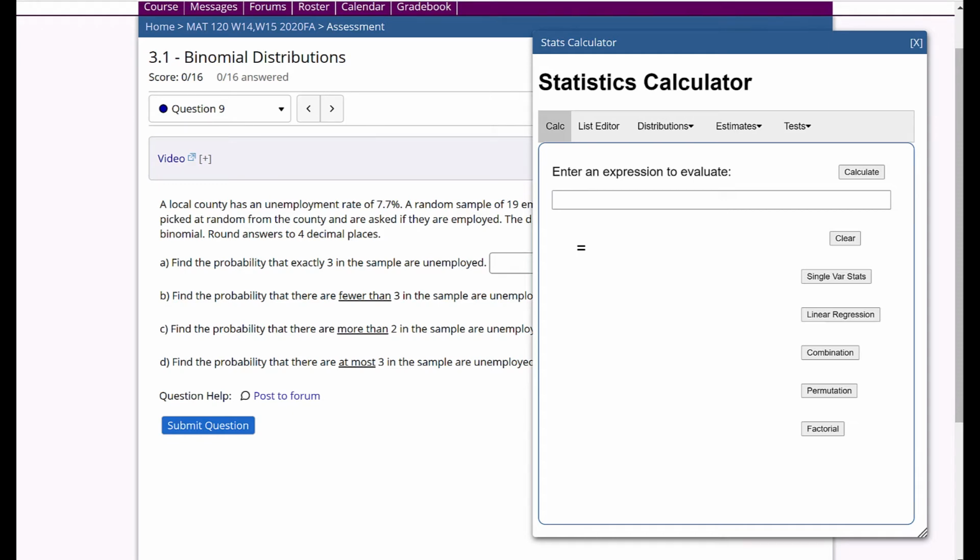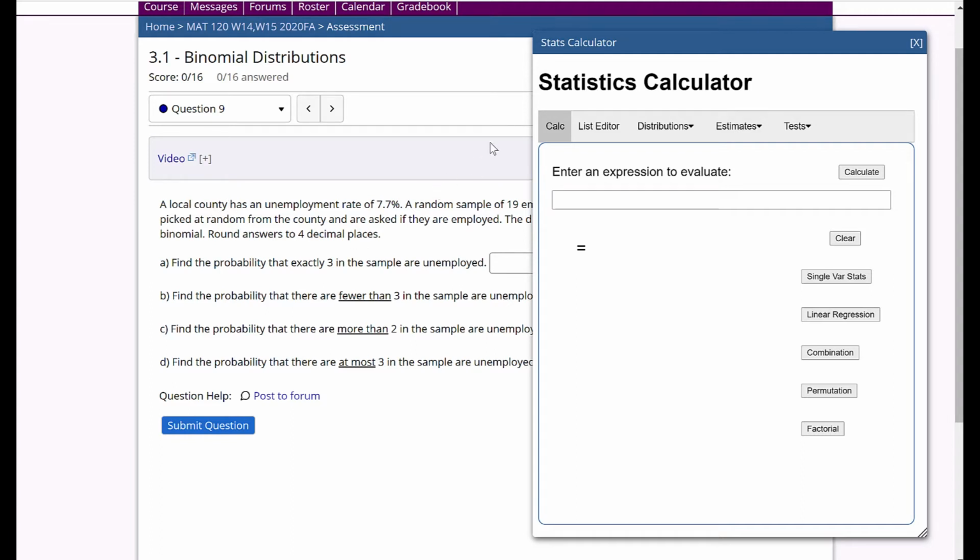To give you an idea how the statistics calculator can be used to calculate binomial probabilities, I've put together this video and grabbed a sample problem out of the homework just so we have something to work out so you can see how the answers come about.